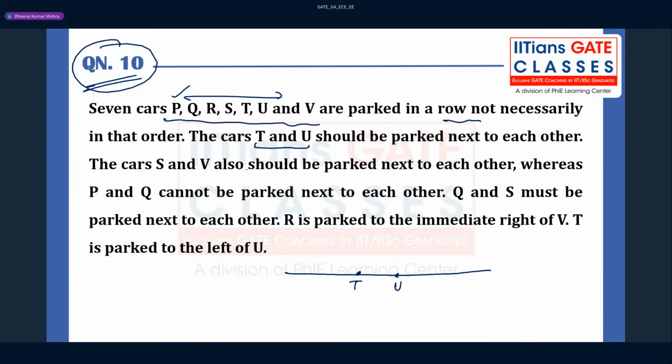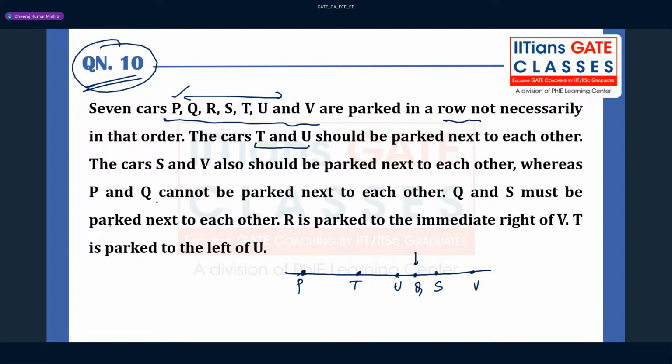Car S and V also should be parked next to each other. So you can say car S and V are parked next to each other. P and Q cannot be parked next to each other. So you can say this is P here, and Q can also be put here. If there is a P, then there is a Q. They should not be parked together, okay?